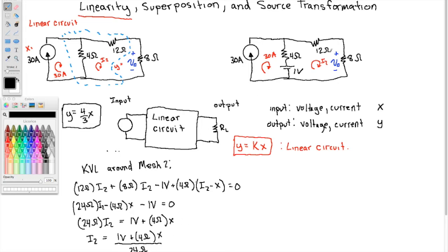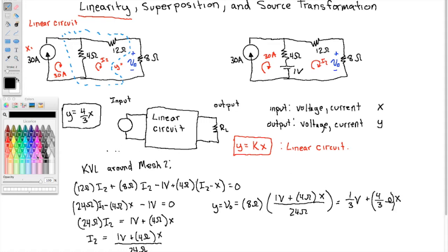All right, that gives me this mesh current. Now if I want the output, Y, or V0, that's from Ohm's law, the current times the resistance. So that's 8 ohms times 1 volt plus 4 ohms times X, over 24 ohms. The 8 ohms and the 24 ohms make 1/3. So we get 1/3 volt plus 4/3 ohms times X.